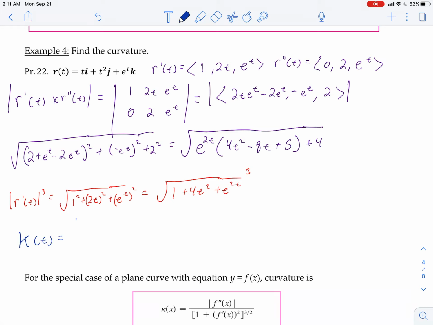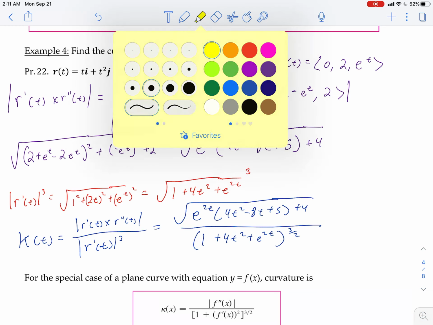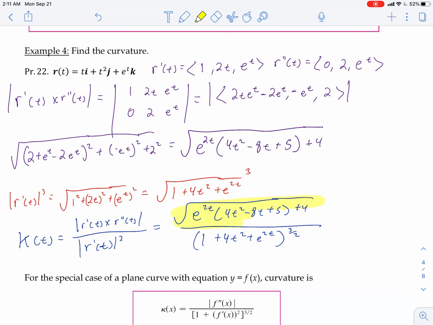And so my final answer is kappa of t equals the magnitude of the cross product of the derivatives, all over the magnitude of the first derivative cubed. That leaves me with the square root of e to the 2t times 4t squared minus 8t plus 5, plus 4, all over 1 plus 4t squared plus e to the 2t, raised to the 3/2. And there's your solution.